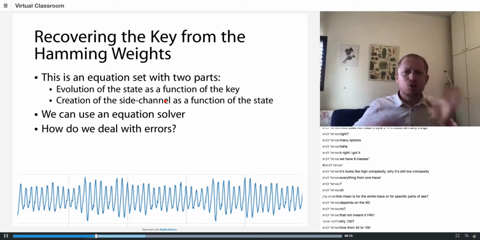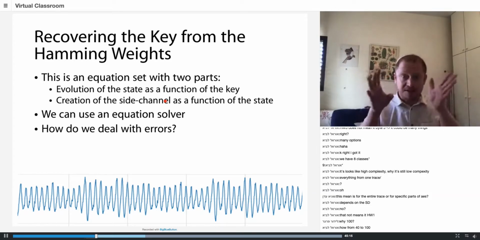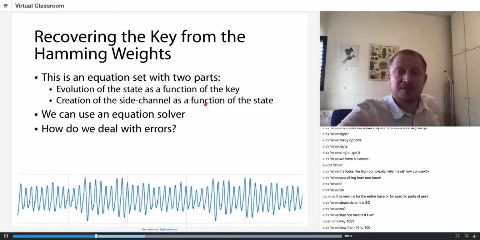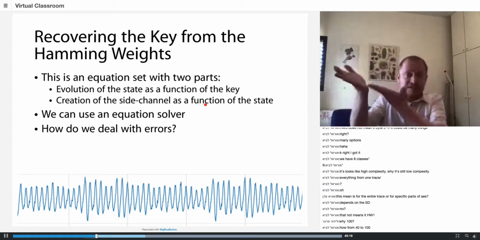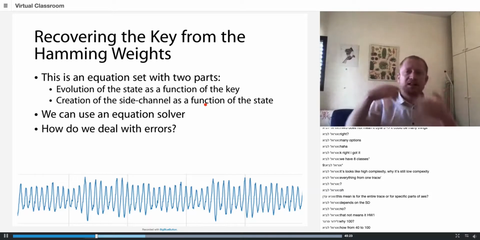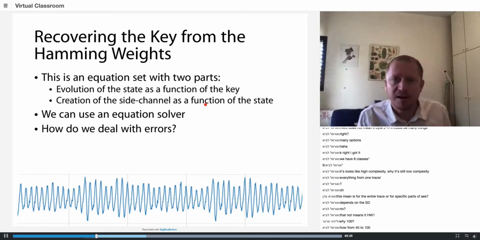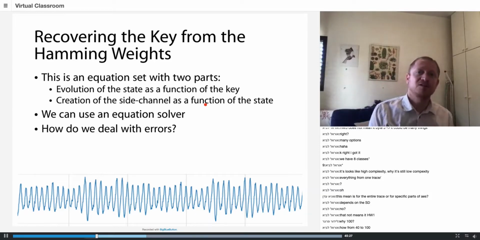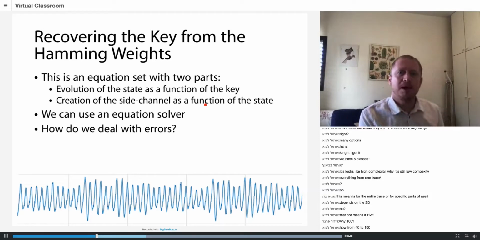So I write an equation set which says this is what the device does, and this is how the side channel is a function of the device, and this is what I measured, and this machine runs for a while and outputs the key, which is awesome. It's really, really nice, really cool. But the problem is, what happens if I make an error in the code? So I need to give the equation solver my measurements, right? The Hamming weights of all of the measurements.